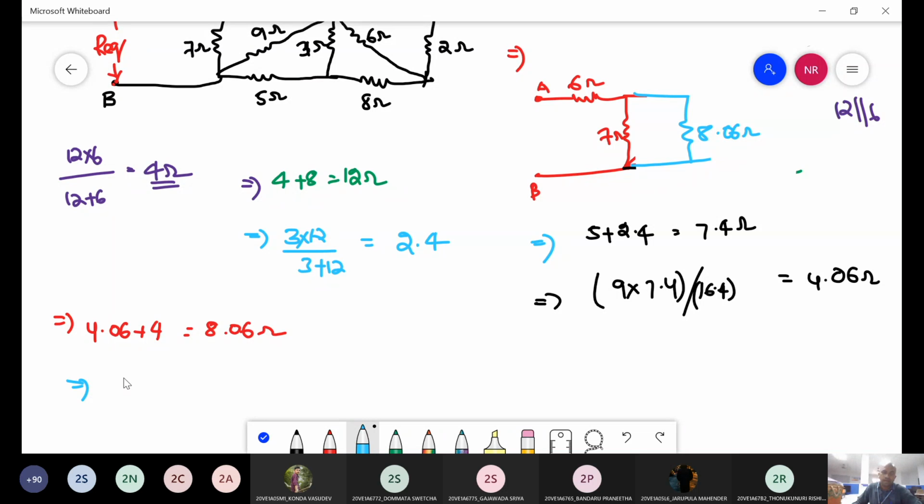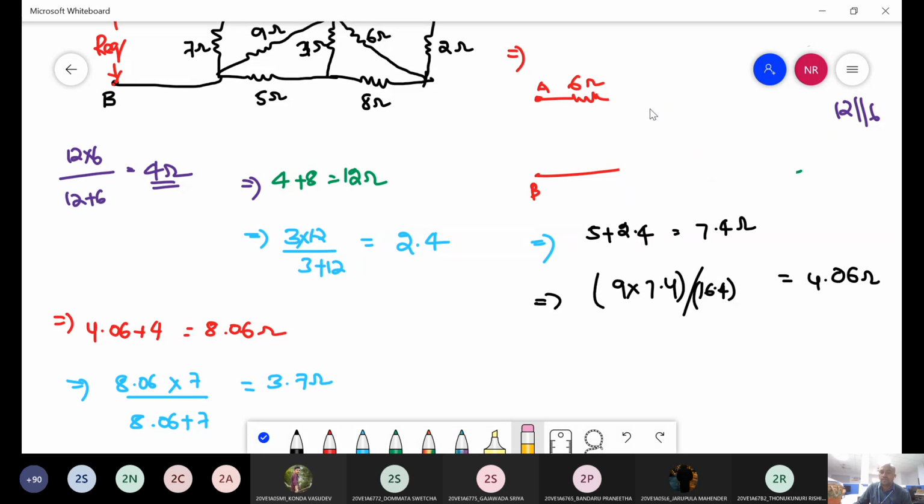What is that combination? Parallel. 8.06 into 7 by 8.06 plus 7. How much it is? 3.7. So now again I am removing these two elements, and now I am connecting only one element, that is 3.7. Then what is the equivalent resistance between AB points?